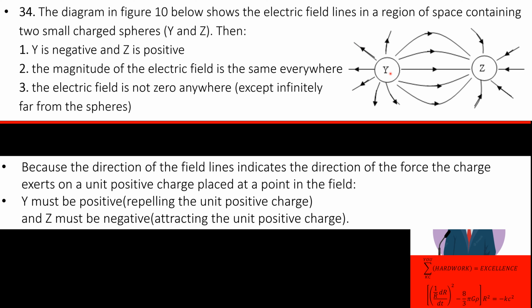It means that this guy must itself be a positive charge, because like charges will repel. But this guy is attracting that unit positive charge. That's why the field lines are entering, and so this guy must be negative. And so statement 1 is wrong, right? Z is rather negative and Y is positive.